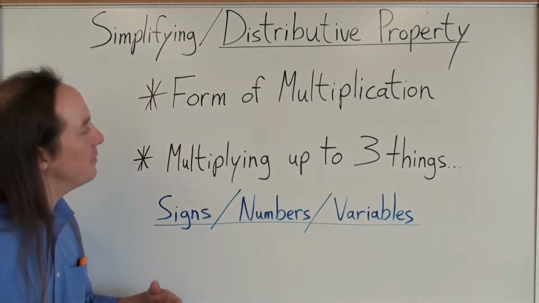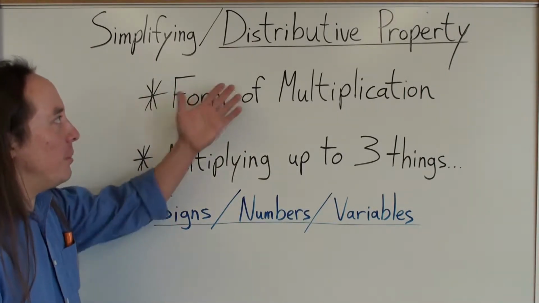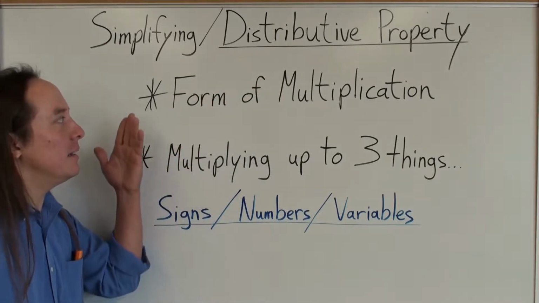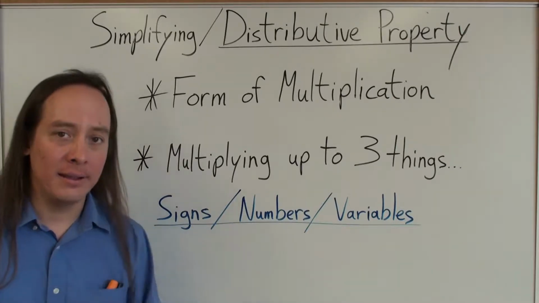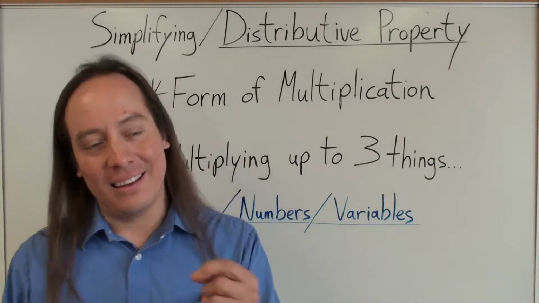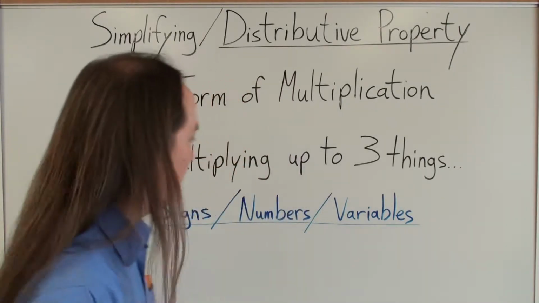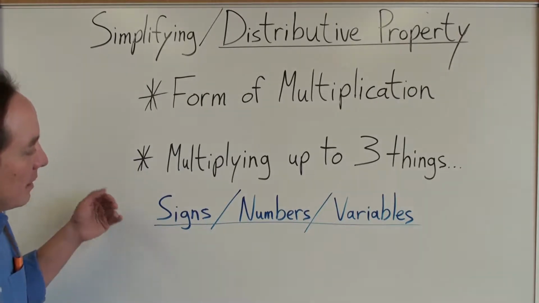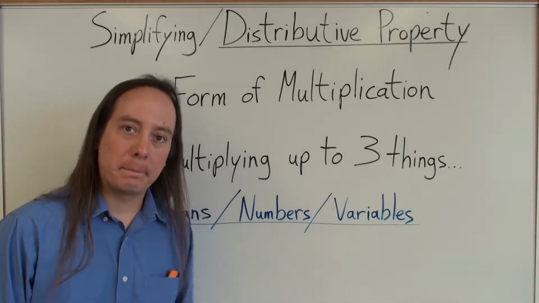So, I have some things that we're going to be talking about today. Distributive property is basically a form of multiplication. We're going to be multiplying. Distributive property is multiplication. That's all it is. However, it's not just multiplying numbers. In fact, we're multiplying three different things. We're going to be multiplying signs, numbers, and their variables.